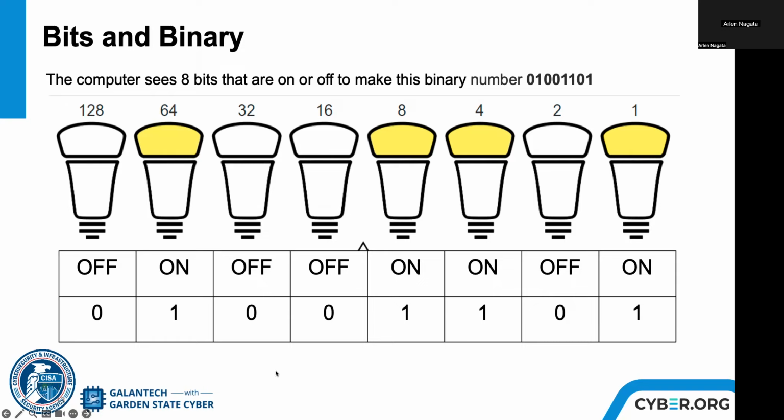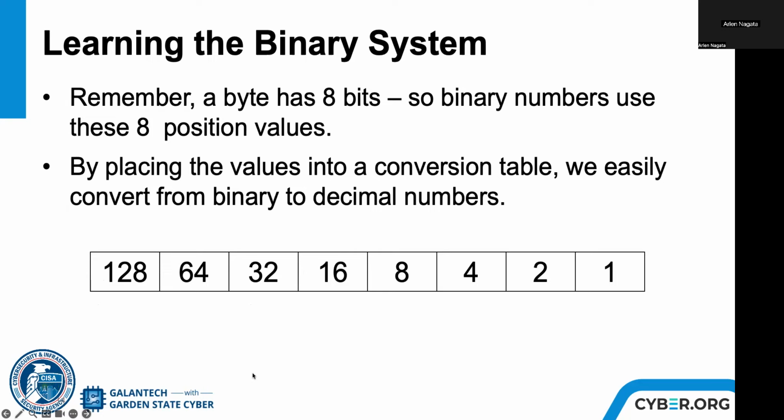All right? So this should be pretty self-explanatory to you. Every time you see the light on, it's a 1, and every time it's off, it's 0. Okay, and we do use 8 bits to form a byte.